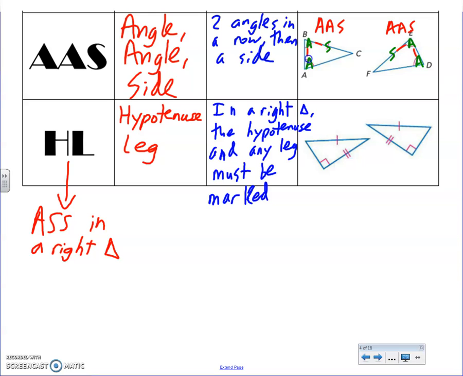The last one is hypotenuse leg. Hopefully you know hypotenuse only exists for right triangles. So in the right triangle, if you have the hypotenuse marked and any leg marked, you're good. Technically this is ASS, but it has to be in the right triangle. ASS you'll see is really bad, angle, side, side. But look, this is an angle mark, a side mark, a side.